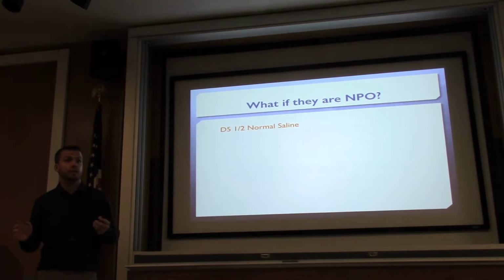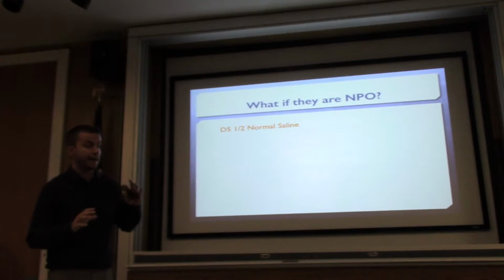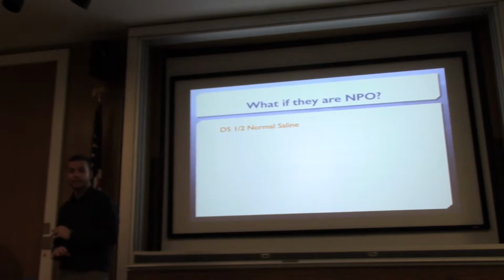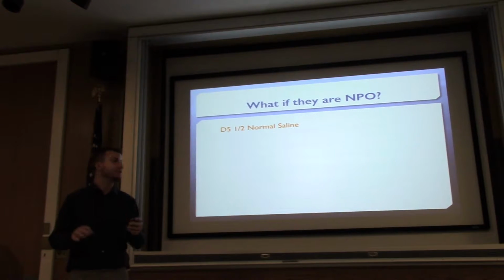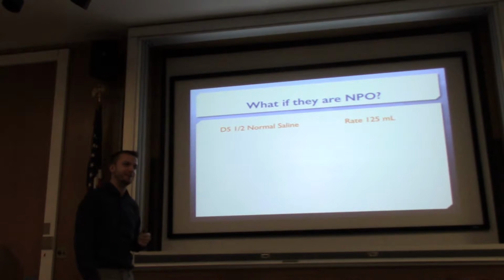All right, so the other one is what if they're NPO? And people love to say, hey, they didn't eat for like 30 minutes, so we have to put them on D5 half normal saline. That's what we have to do. We need to do it. It needs to be done. So what's a normal rate they put it on? A normal amount, anything? 125. Yeah, 125.